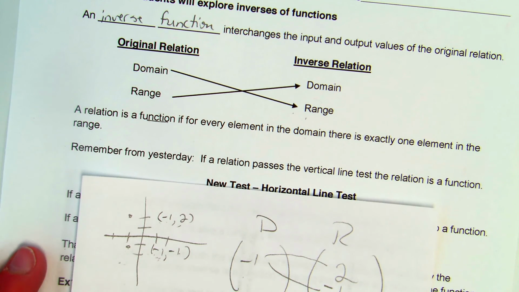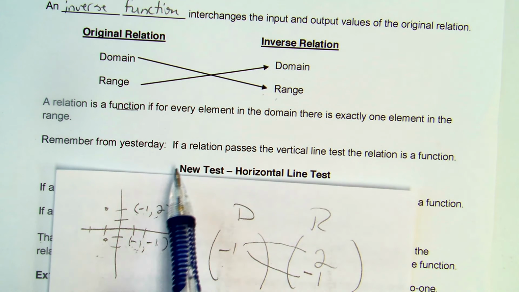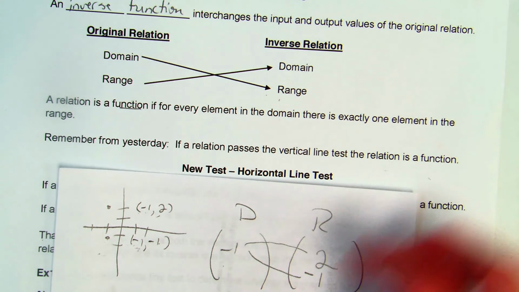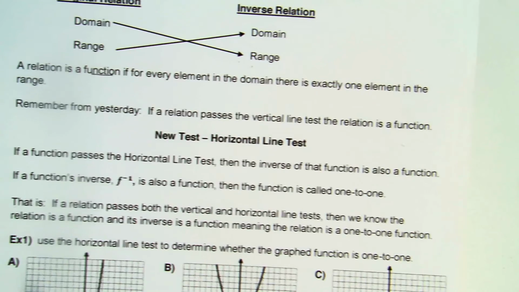So, this says, remember from yesterday? Well, we didn't talk about this yesterday, but you know if a relation passes a vertical line test, then that relation is a function. We just talked about that. Now, here's a new test. We've never talked about this before.